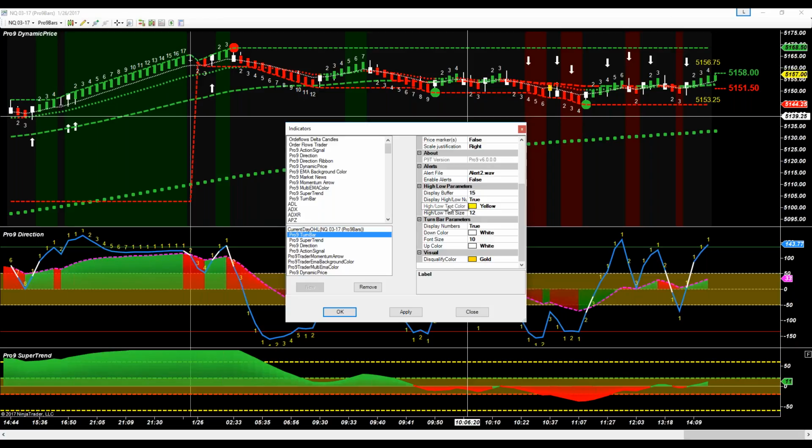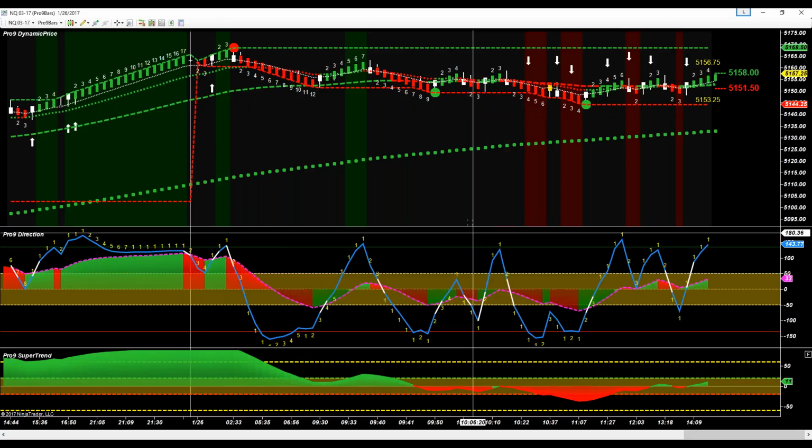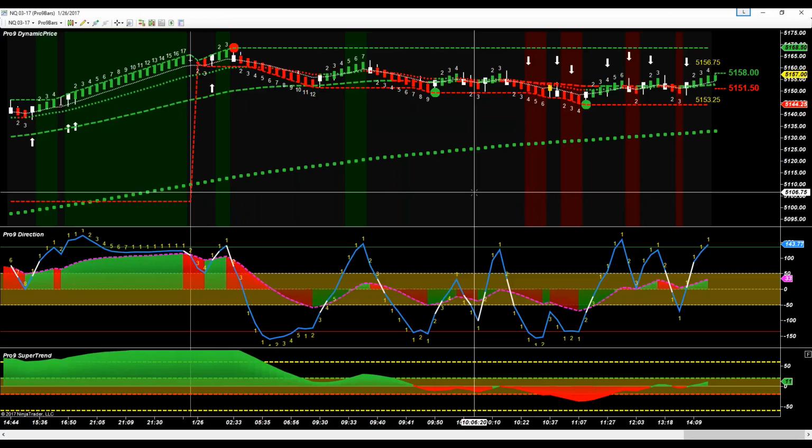Under high-low parameters, high-low text color, change that to whatever color you like, and you can actually change the size as well if you want it a bit bigger or smaller. So a lot of the indicators you can tweak to get to your liking. You just have to spend some time changing them. And don't worry if you change something you don't like and can't figure out how to get it back. You can just reload the template you loaded and it'll return to the original format.